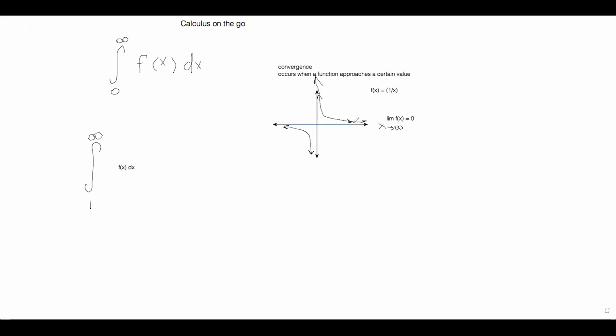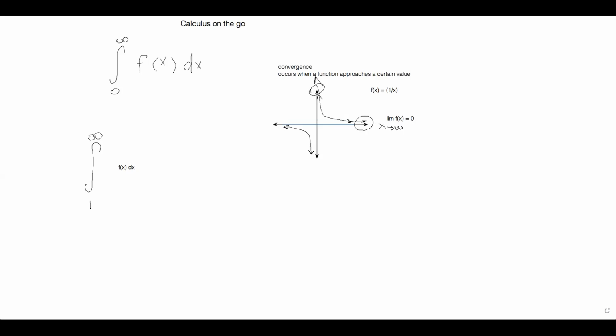It only works if we have one-sided discontinuity. This has a two-sided discontinuity. We have discontinuity right here as x approaches 0, and we have discontinuity right here as x approaches infinity. And for that reason, it doesn't work.